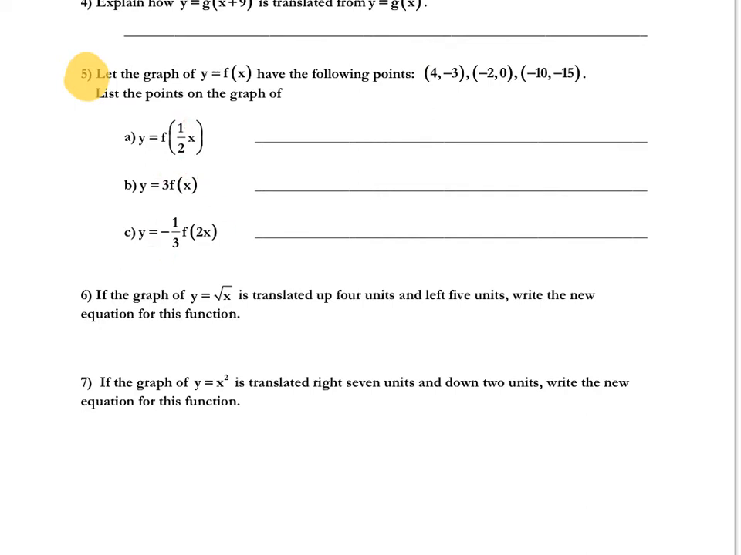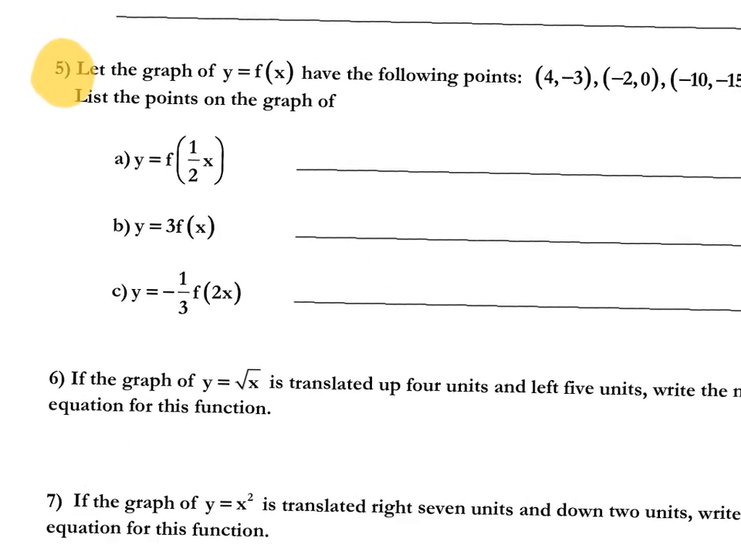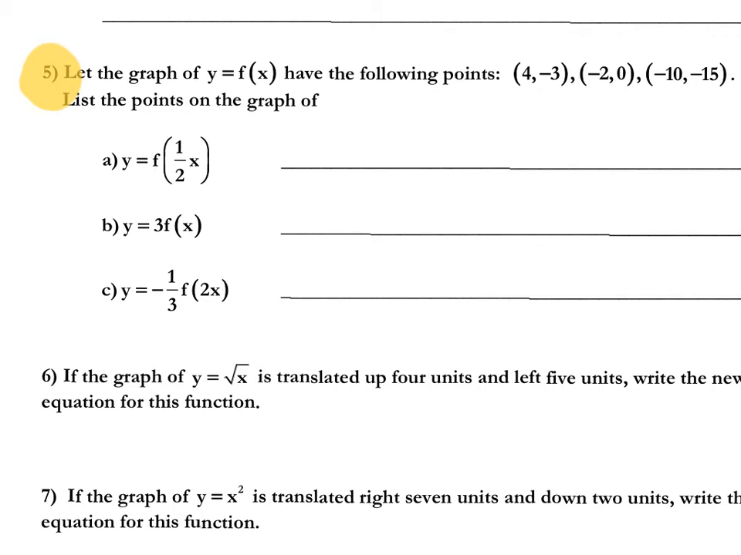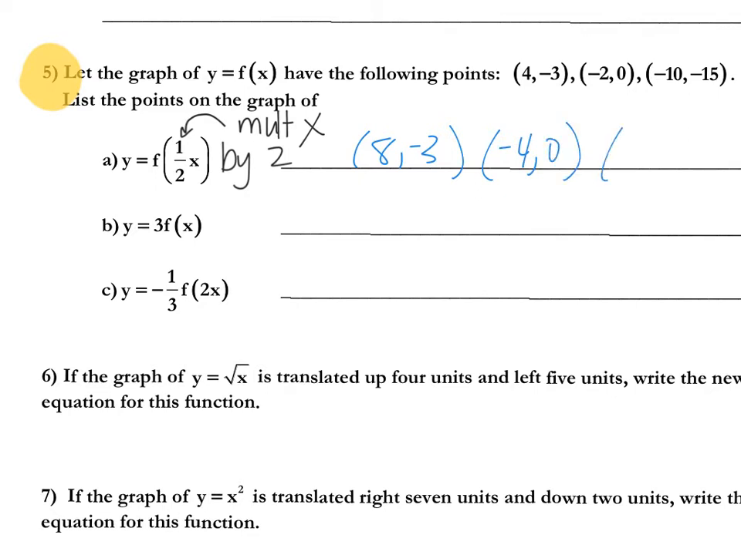So what we're going to do first for number 5, for letter A, make sure I can see all 3 ordered pairs. When the number is on the inside with the x, remember what that means is to multiply x by the reciprocal. So this actually means you're doubling all of the x values. We're going to take all of our x values, so the 4, the negative 2, the negative 10, and we're going to multiply all of them by 2. We're going to double them. So that becomes 8, negative 3. The next ordered pair becomes negative 4, comma 0. And the last ordered pair becomes negative 20, comma negative 15. So the y value stays the same, but the x value gets doubled.